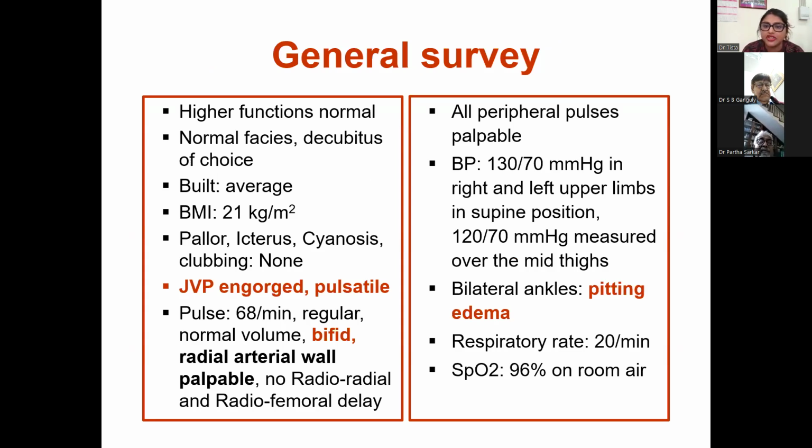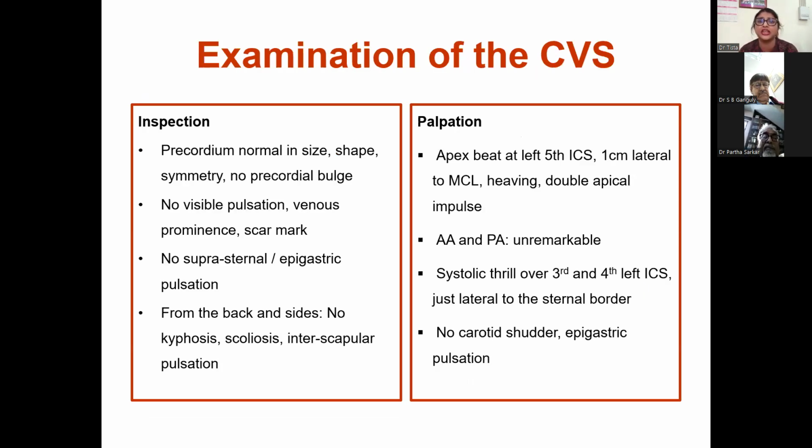The blood pressure of the patient was 130 by 70 millimeter of mercury in right and left upper limbs in supine position and 120 by 70 measured over the mid thighs. And there is a pitting edema on bilateral ankles. His respiratory rate is 20 per minute with saturation of 96% on room air. Other vitals are unremarkable. Now coming to the examination.